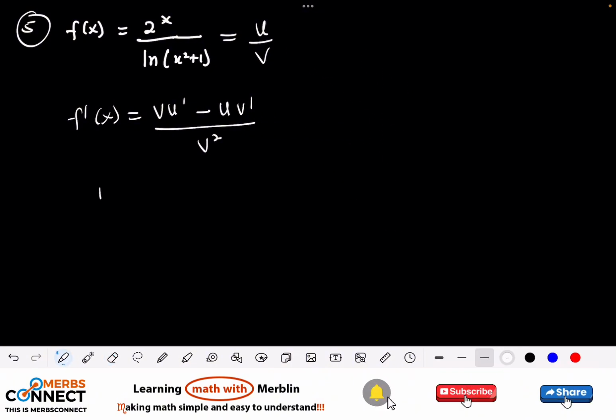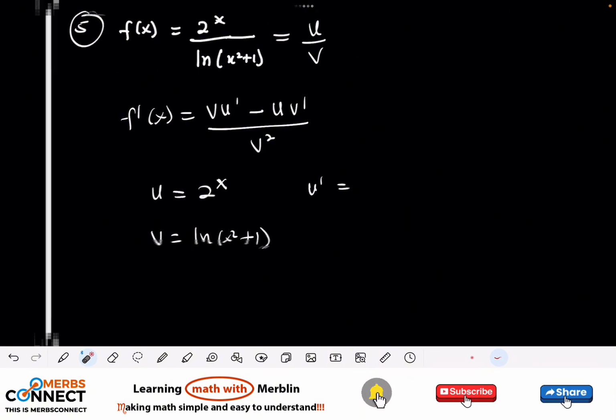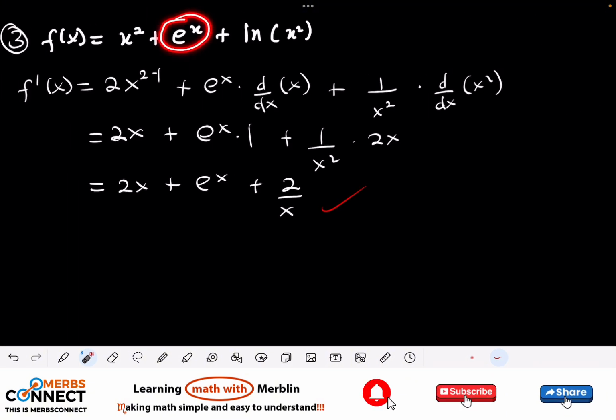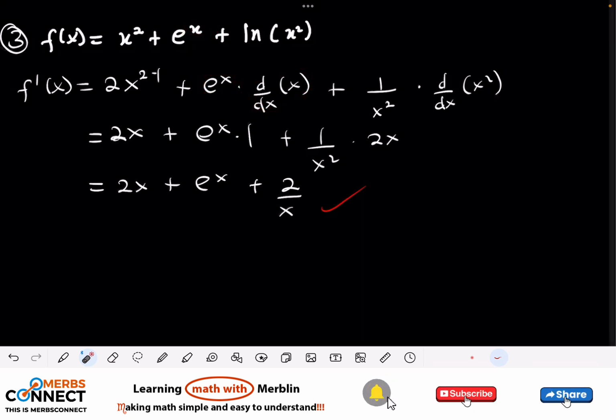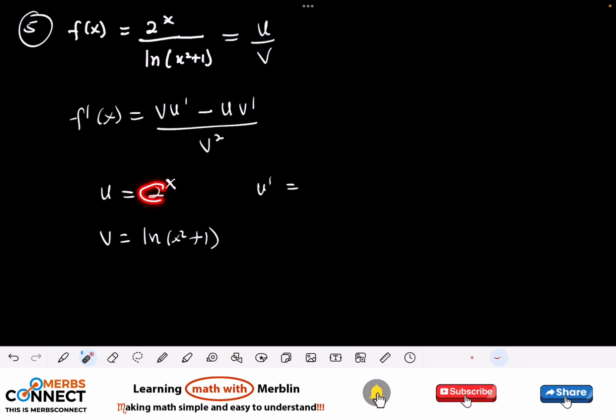So now what is u? u is equal to 2 to the power x. What is v? v is equal to ln of x squared plus 1. So now we need to differentiate these functions, right? What is u prime? Now we learned from the previous video that when we were differentiating e to the power x, we just said e to the power x times the derivative of the top. But we learned that when the base is not e, we need to do something about it, right? So what is the something that we are going to do about it?